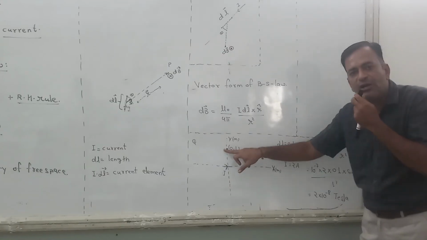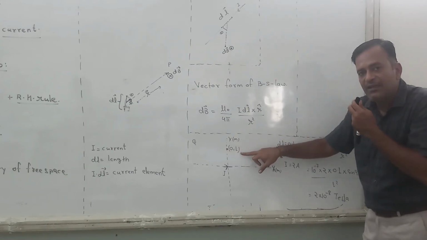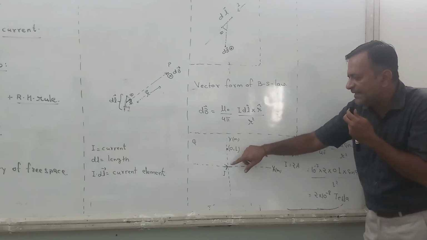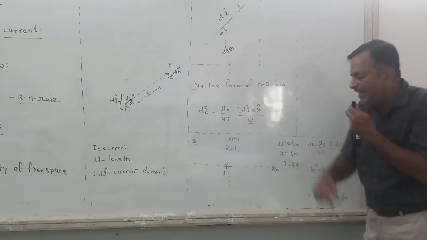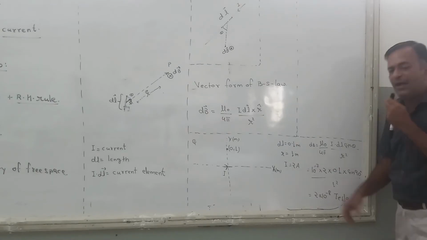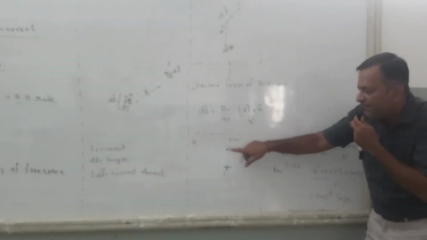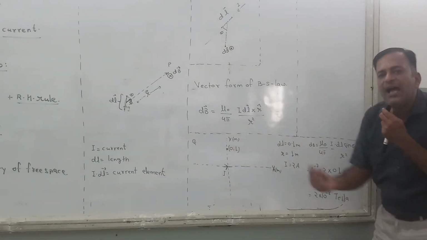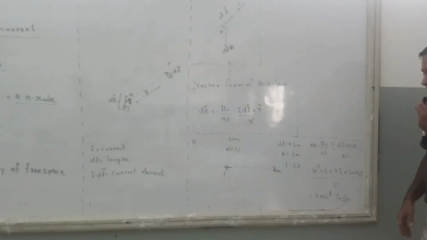At this point, what are the coordinates of this point? 0, 1. It's in meters. So what is this distance? This distance is what? 1 meter. So r becomes 1 meter. What's the current given to you? Current given to you is 2 ampere. How to find the magnetic field at this point due to this current element? Very quick. So what is it?